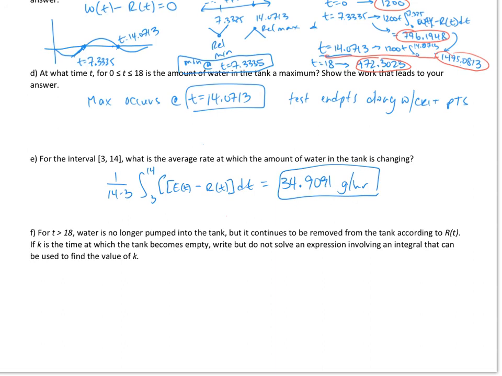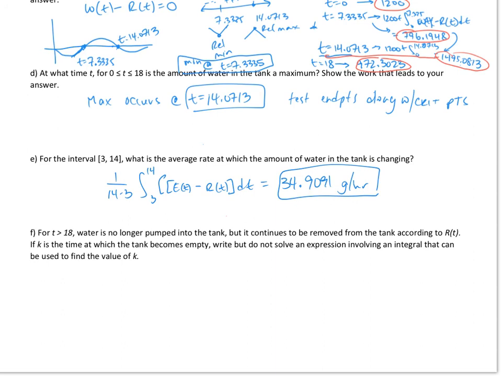For part F, for t greater than 18, water is no longer being pumped into the tank, but it continues to be removed according to the R of t. If k is the time at which the tank becomes empty, write but do not solve an expression with an integral that can be used to find the value of k. Well, we're going all the way to k when it's going to be empty.